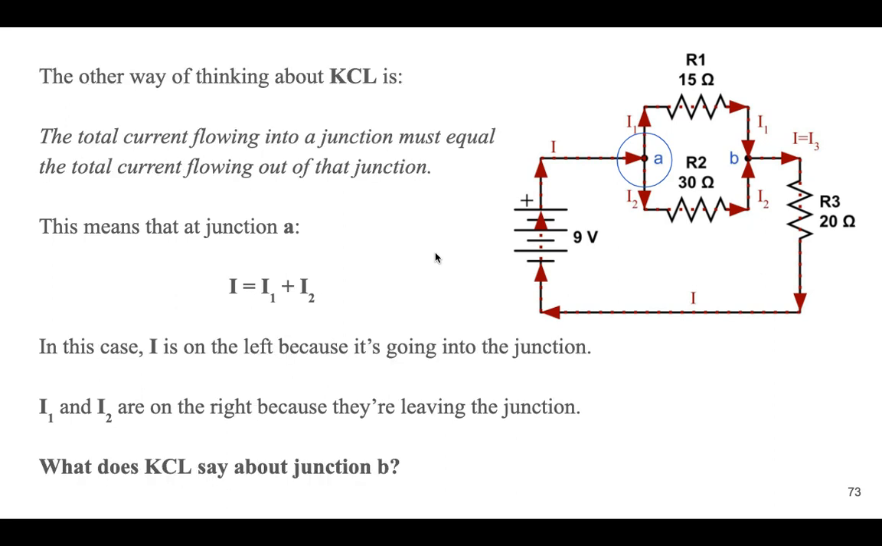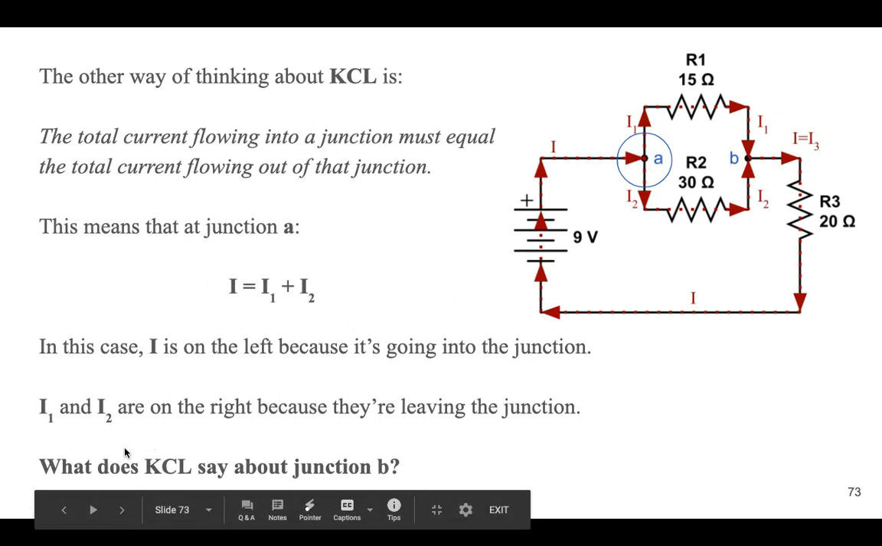I prefer to think of it this way. It is exactly equivalent. This just makes more sense to me. The total current flowing into a junction must equal the total current flowing out of that junction. So the total currents flowing in end up on the left side of your math, and the total currents flowing out all end up on the right side. So I coming in becomes I1 and I2 going out.